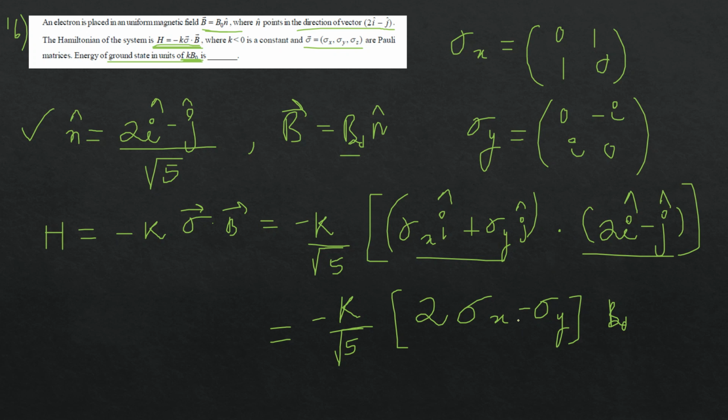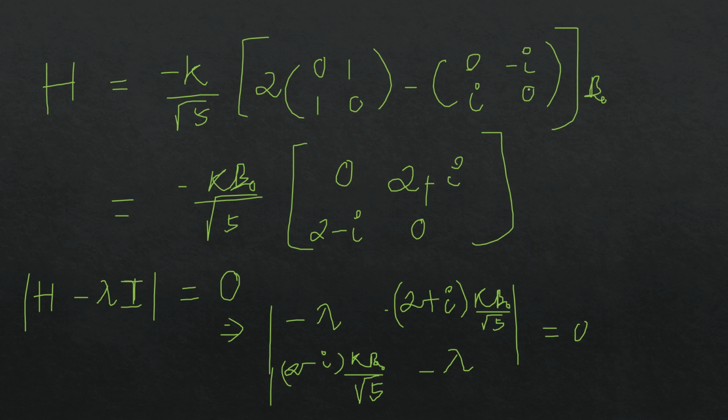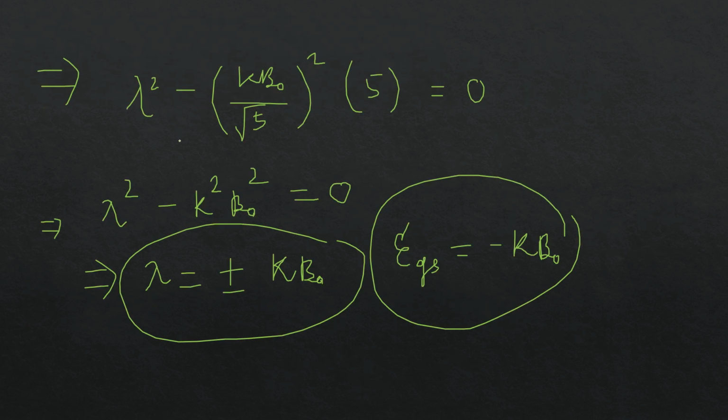If we take the dot product, you just put the values of sigma x and sigma y. Then how to get the energy values? If you get the eigenvalues of the Hamiltonian, those will be your energy values. So H minus lambda is equal to 0. I just did this, and from here lambda is plus or minus k b naught, two values of lambda, but the ground state is minus k b naught. Okay, is it clear?